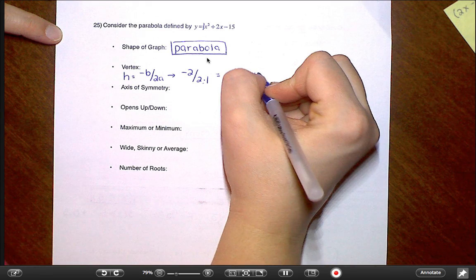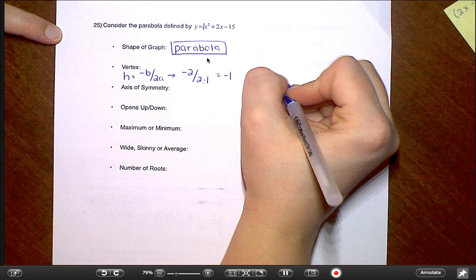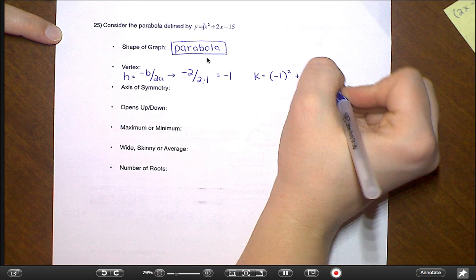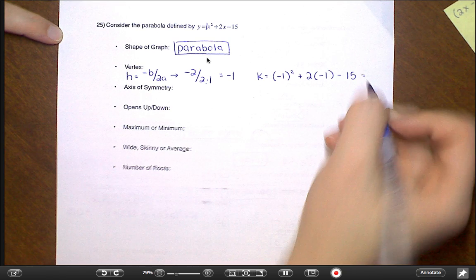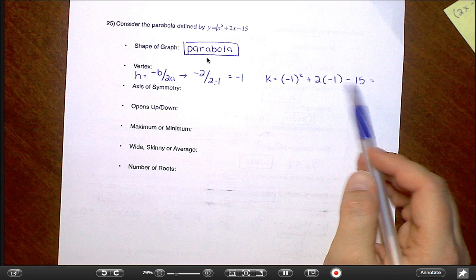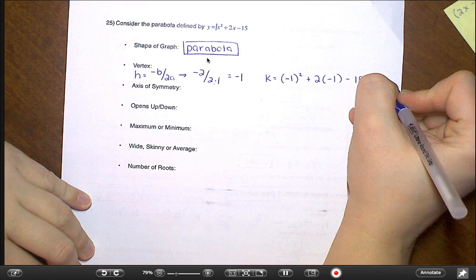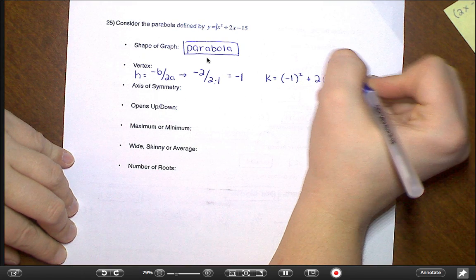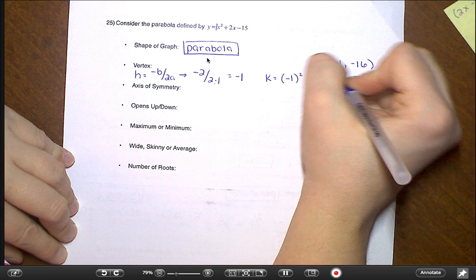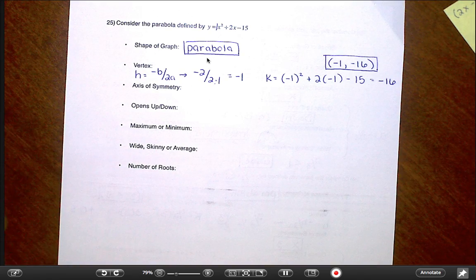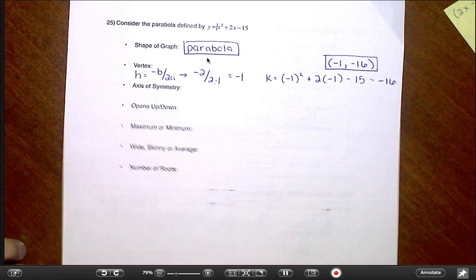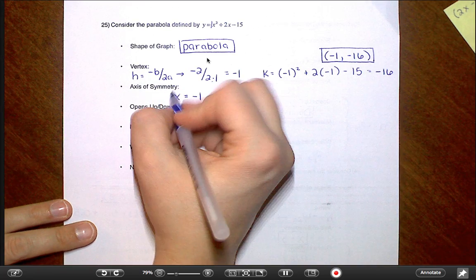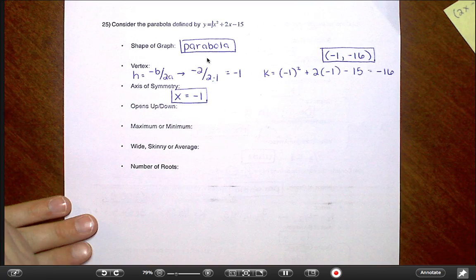And then to find k, I'm going to take that negative 1 and plug it in. So I'm doing negative 1 squared plus 2 times negative 1 minus 15. That's 1 minus 2 is negative 1, minus 15 is negative 16. And so my vertex would be at negative 1, negative 16. h, k for vertex. Axis of symmetry, always just x equals the first number from your coordinate here. So that would be x equals -1.